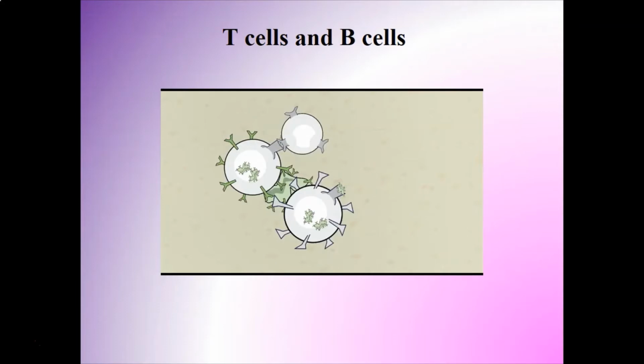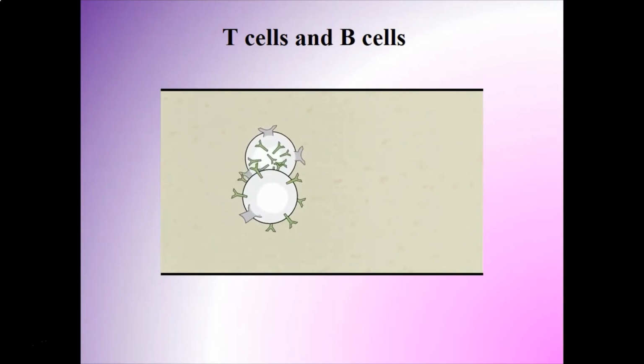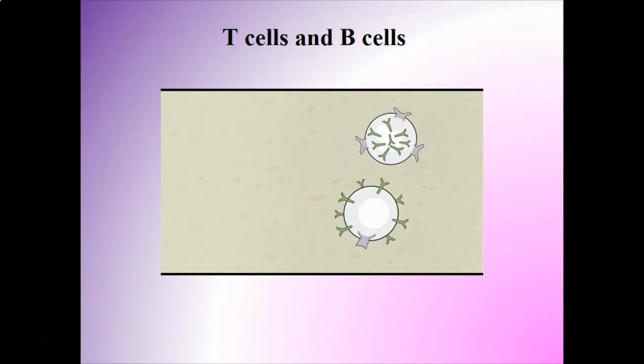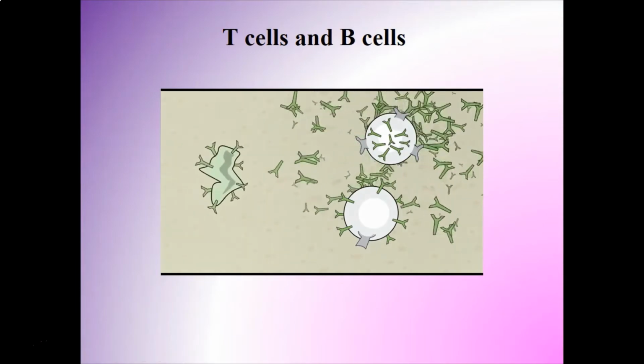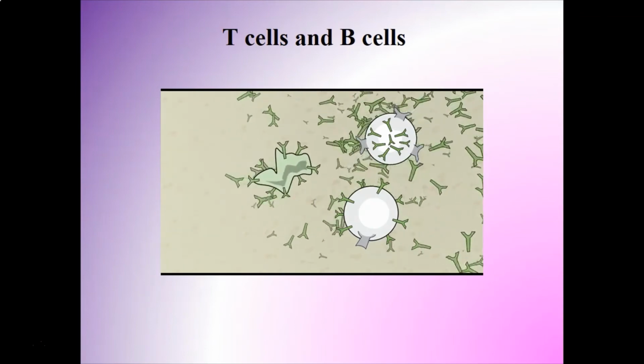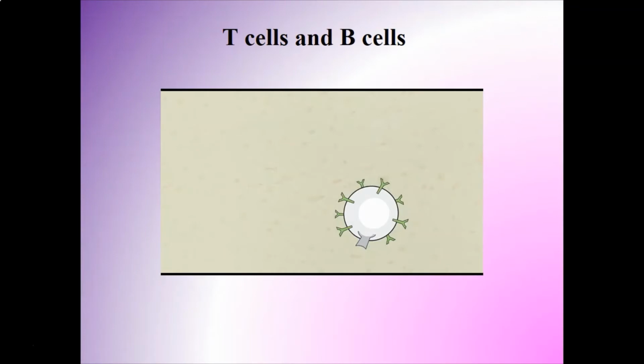Once the helper T cell effector binds with the B cell, it activates the B cell, which will then begin dividing. And when the B cell divides, it will create both factory B cells as well as memory cells. The factory B cells produce matching antibody molecules that are released into the bloodstream, searching for and binding to that specific antigen. The memory cells are clones of the B cell, which retain the information about the specific antigen and circulate in the blood, providing defense for the future.